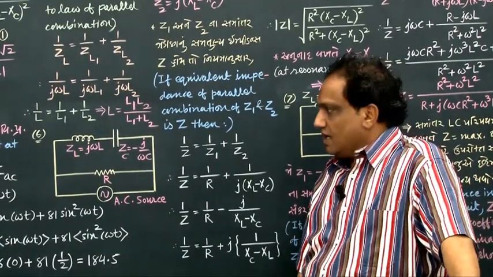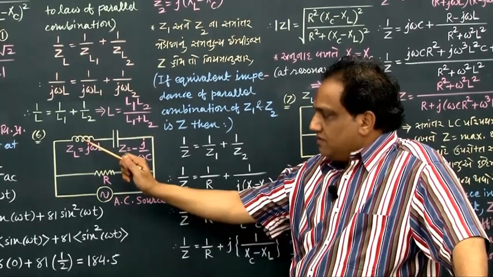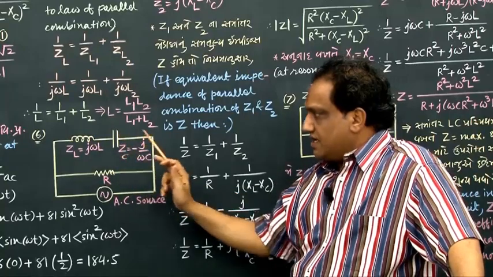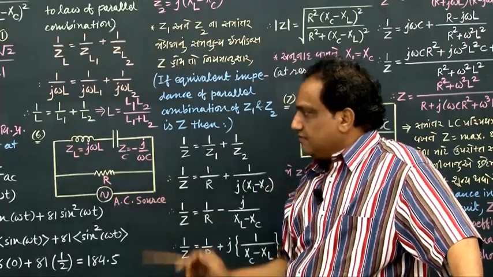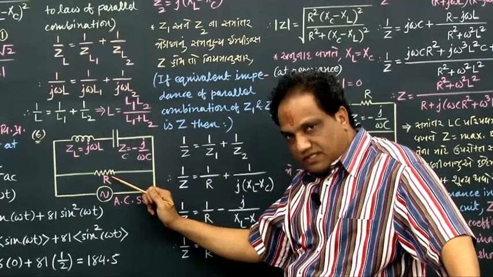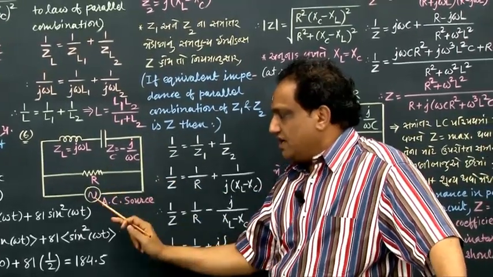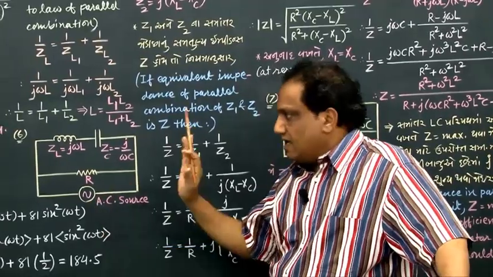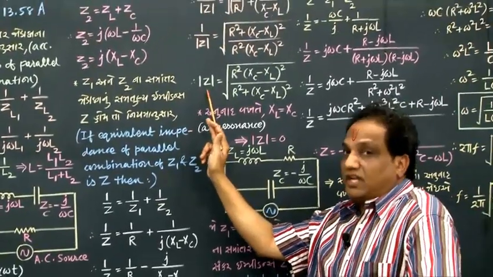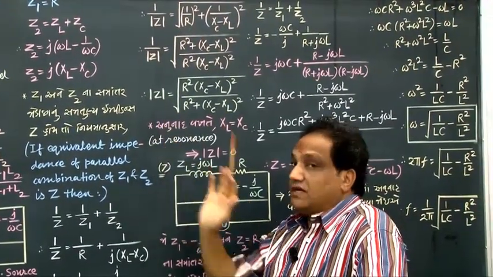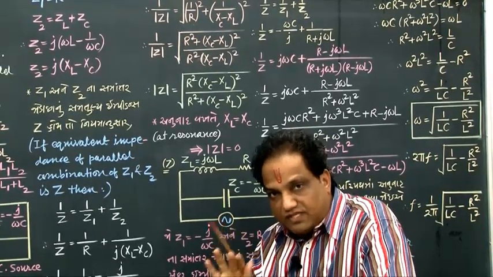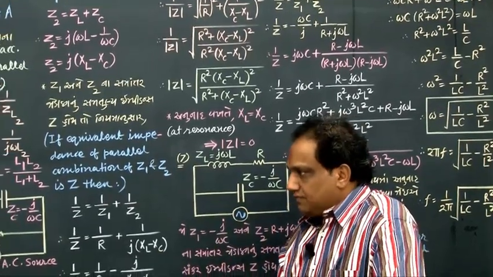Read it. Look, we are given an AC circuit in which L and C are connected in series, and that series combination is connected in parallel with resistance, and across this circuit one AC source is connected. In this case, we are asked to find the formula of the magnitude of equivalent impedance, the formula of the magnitude of equivalent complex impedance. Let us find out.